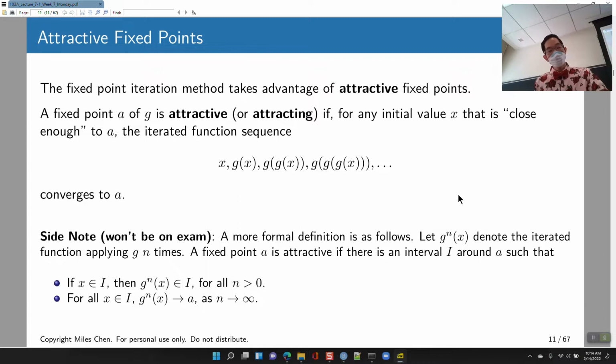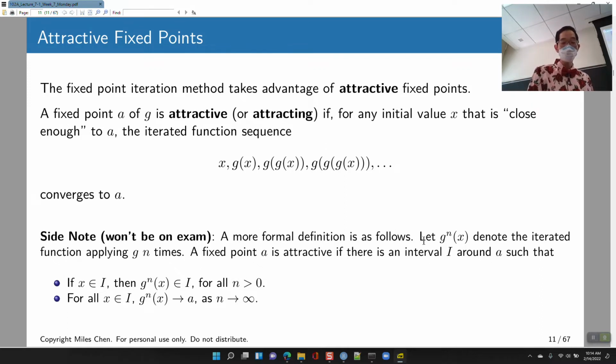And that is, if you have some value x, as long as x is close enough to the attractive fixed point a, then when you take x and apply g, you get a new value, and you apply g to that result, and then you apply g to that result, and you keep applying the function over and over to itself, it converges to some value a, okay? This is a little bit of a formal definition, but don't worry, I won't test you on this, okay?